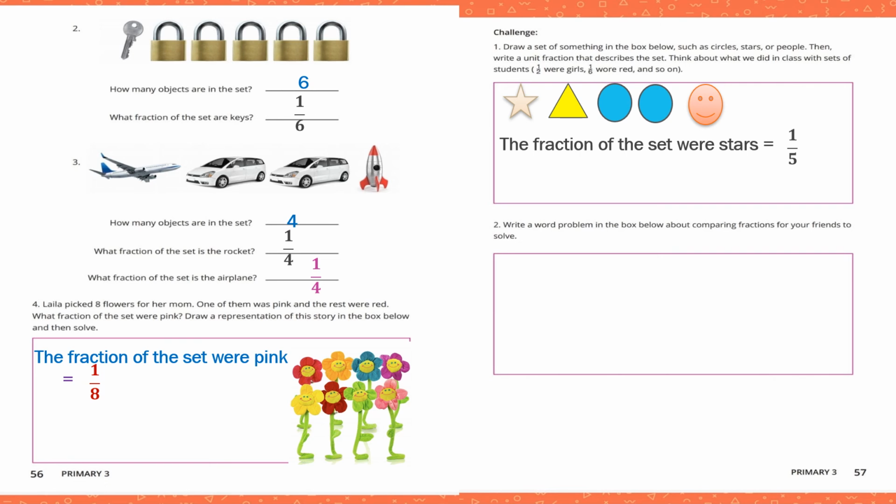Number 2, write a word problem in the box below about comparing fractions. You can do it by yourself. It's very easy. You can write as we did before. If we have one pizza and we divide it between 3 persons, and if we have another pizza and we divide it among 6 persons, so a third will be greater than a sixth.